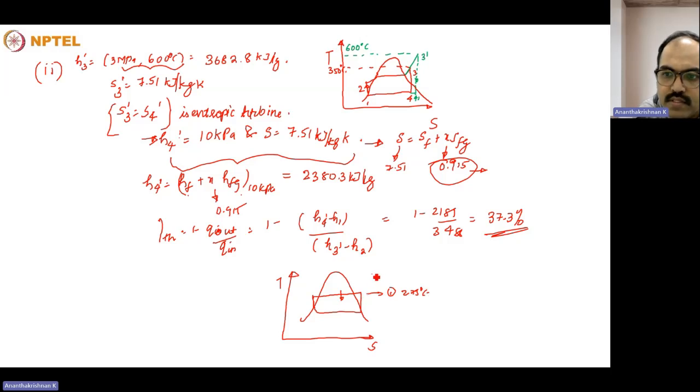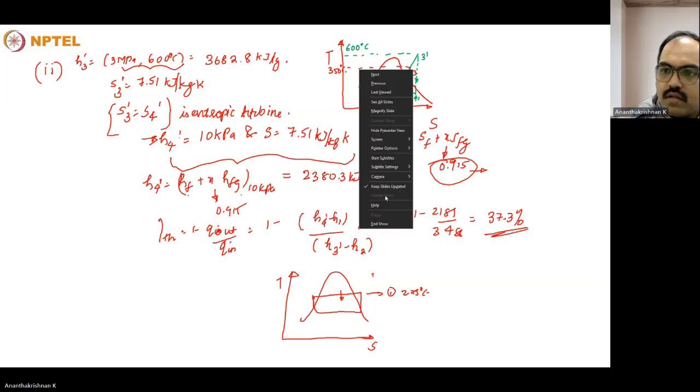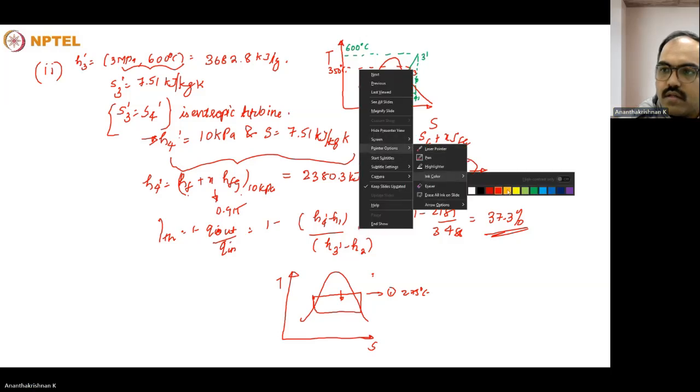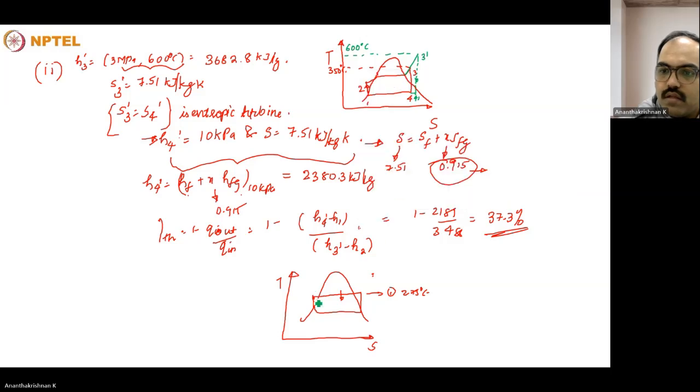So the actual input to the turbine was 350, and the input to the boiler was at a lower temperature. So we actually shifted this curve so that it will be a replica of the actual process. And in the second case, the whole temperature of the heat addition process shifts upwards.